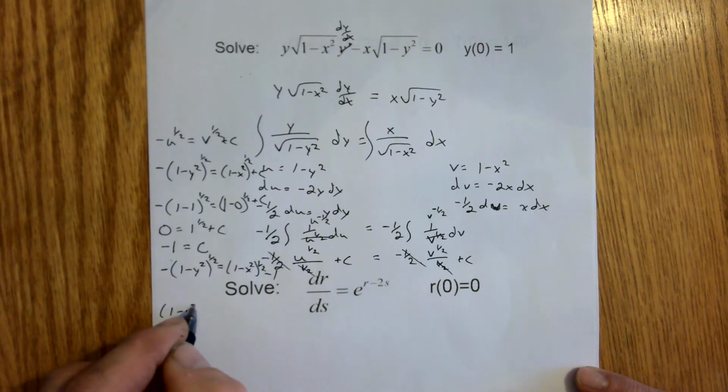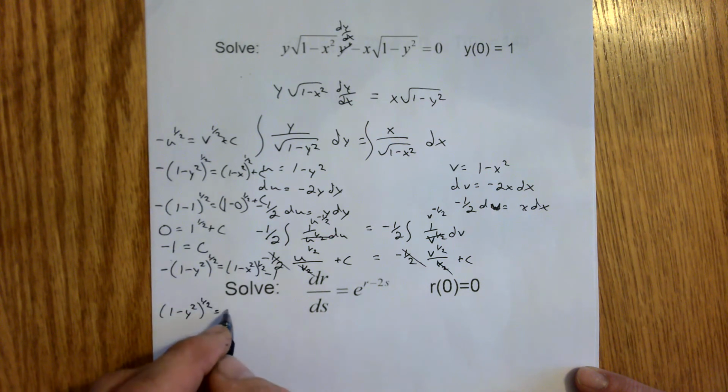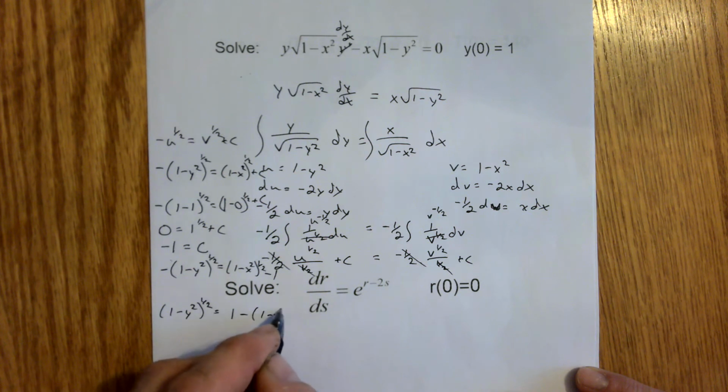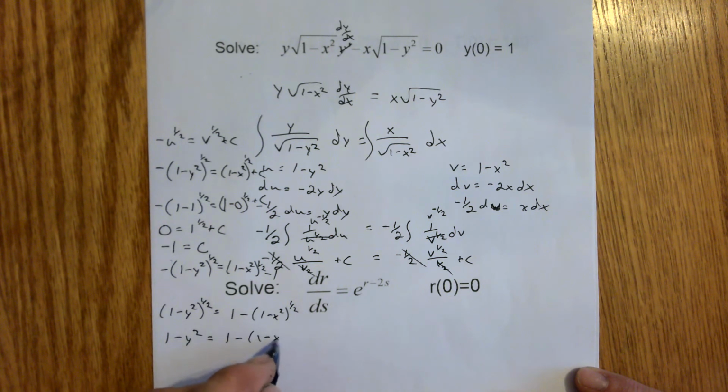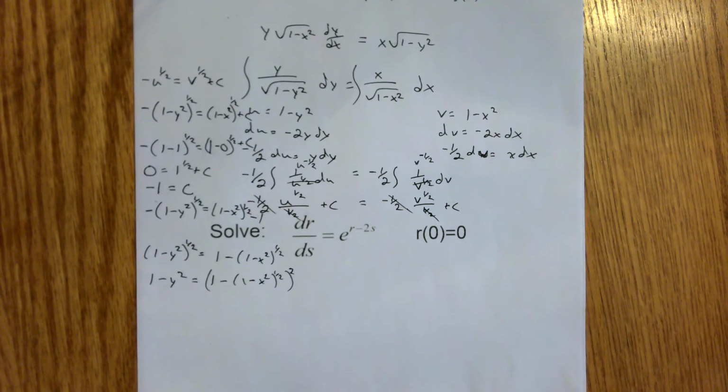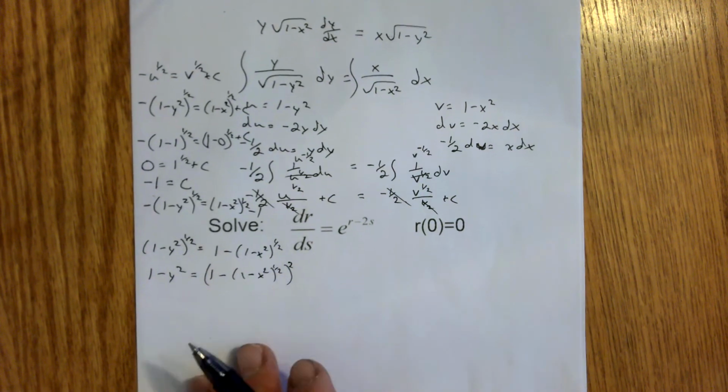We have 1 minus y squared to the 1/2, and that's going to equal 1 minus x squared to the 1/2. And I can go ahead and square both sides. So we have 1 minus y squared equals 1 minus x squared to the 1/2 squared. And I can subtract my 1 and then divide by a negative 1 and take the square root to get our y by itself. I'm not going to do that necessarily because I want to get into this problem and have enough room for it.